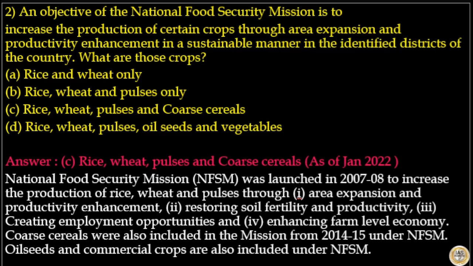National Food Security Mission was launched in 2007 to increase the production of rice, wheat and pulses through area expansion and productivity enhancement, restoring soil fertility and productivity, creating employment opportunities and enhancing farm level economy. Coarse cereals were also included in the mission from 2014-15 under NFSM. Oilseeds and commercial crops are also included under NFSM.